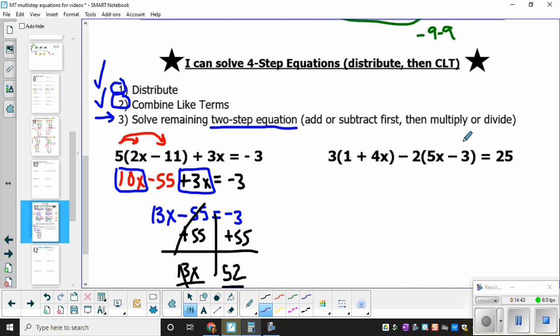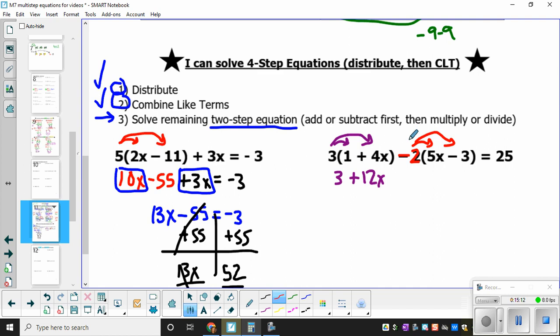All right, so let's take a look at this one. Now this is one where we have parentheses over here and then again over here. So we're going to kind of treat it as 2 separate distributive things. We're going to distribute a 3 here in purple, and then we're going to distribute a negative 2 in red. Okay? So let's take care of the first part in purple. We've got 3 times 1 is 3. And then 3 times 4x is 12x.